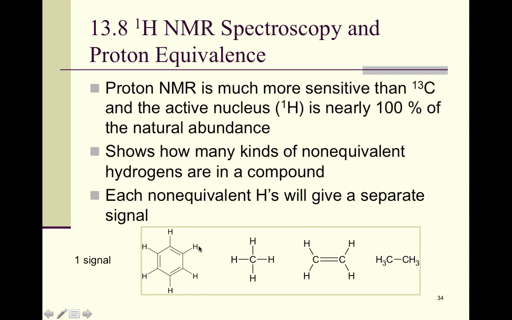On benzene, you can see each of these hydrogens is identical to each other. They live in the same environment, so only one signal would be given, and it would be in the aromatic region. On methane, each of these 4 hydrogens is equivalent with one reading, and since there's nothing else on there, this reading would be much less than 1 when we're looking at our delta value.